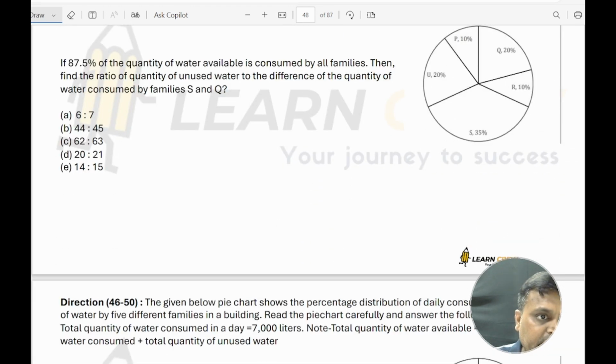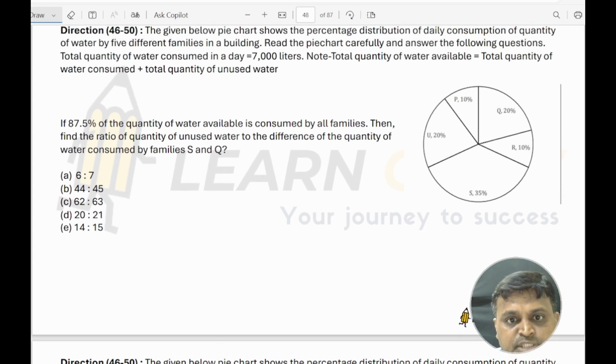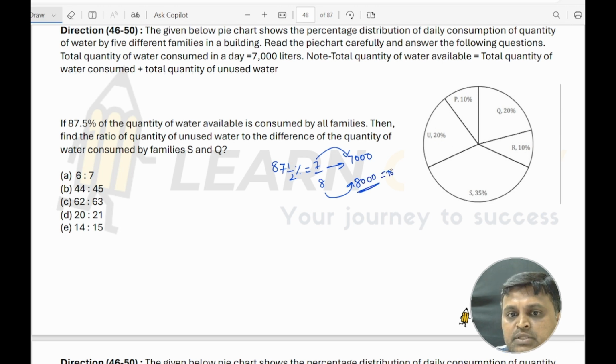Next, 87.5% of the quantity of water available is consumed by all families. So 87.5% means it is 7 by 8. If total is 8 parts, 7 parts is consumed. The consumed value is given as 7,000. If 7 parts is 7,000, total available is 8 parts, that is 8,000. Then the ratio of the quantity unused: the quantity unused means 8,000 minus 7,000, which is 1,000.